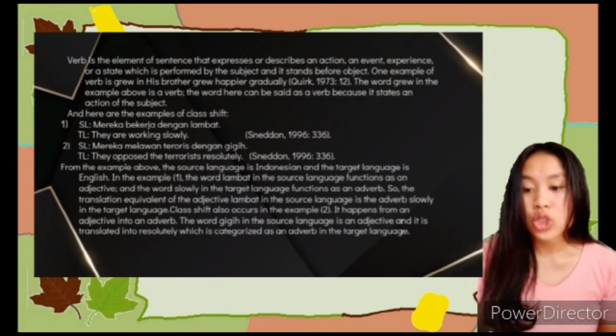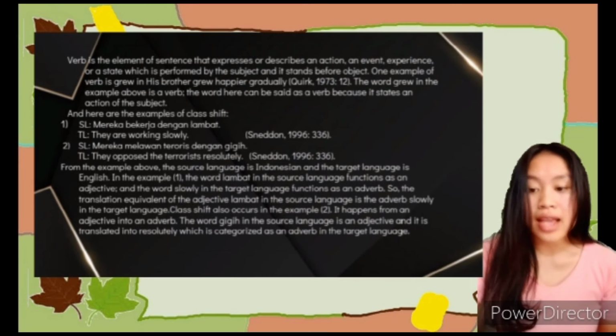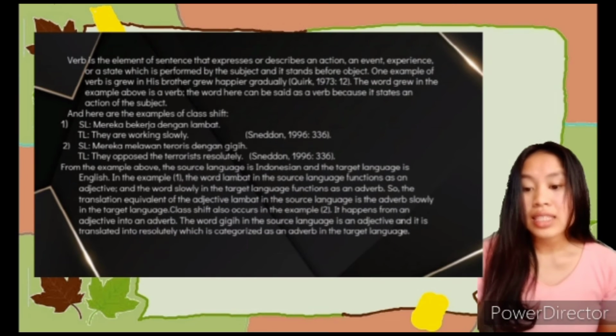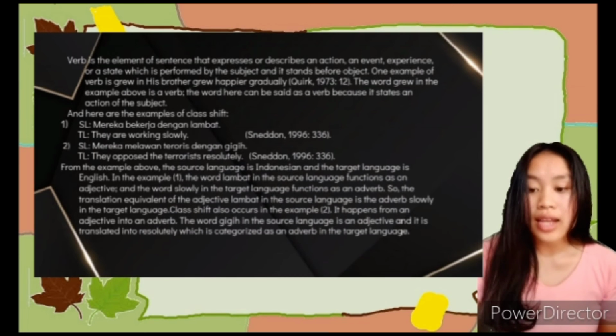Class shift also occurs in the example number 2. It happens from an adjective into an adverb. The word gigih in the source language is an adjective, and it is translated into resolutely, which is categorized as an adverb in the target language.